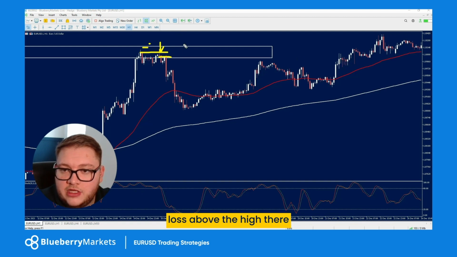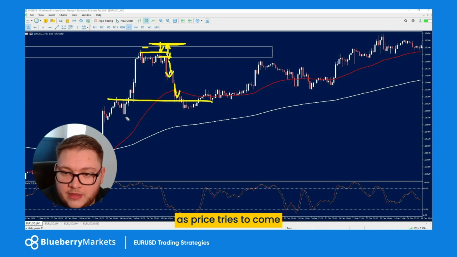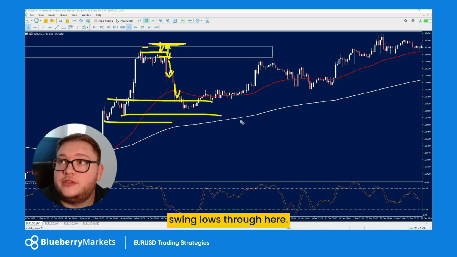I want to put my stop loss above the high there, and you can see from a risk reward purpose, that would be one risk. Then you can see we easily could get a 2-to-1 reward out of that as price tries to come and take out these swing lows through here.